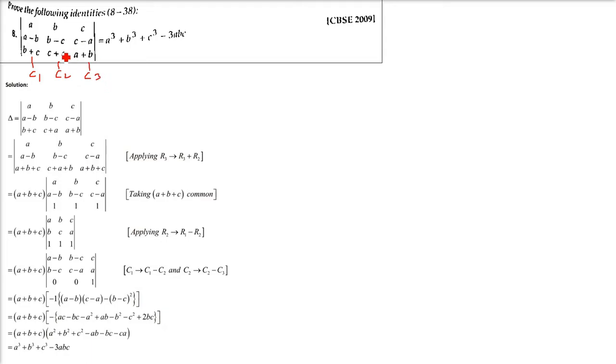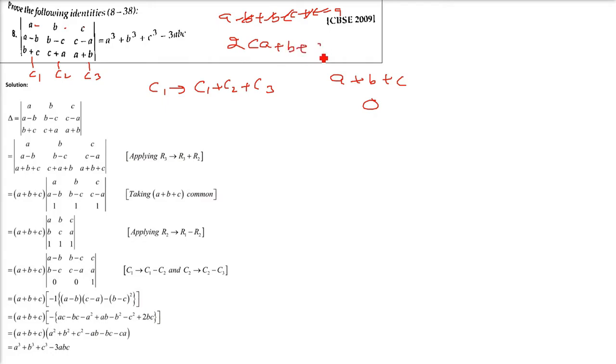So we have 3 columns here. I am adding these three columns, column 1 plus column 2 plus column 3. What do you get? You get A plus B plus C. Then we have A minus B, B minus C, C minus A, and we are changing it to column 1, so it will become 0. Now B plus C, C plus A, A plus B. What do you get? Twice of A plus B plus C, because it is 2A, 2B, 2C. So twice of A plus B plus C.